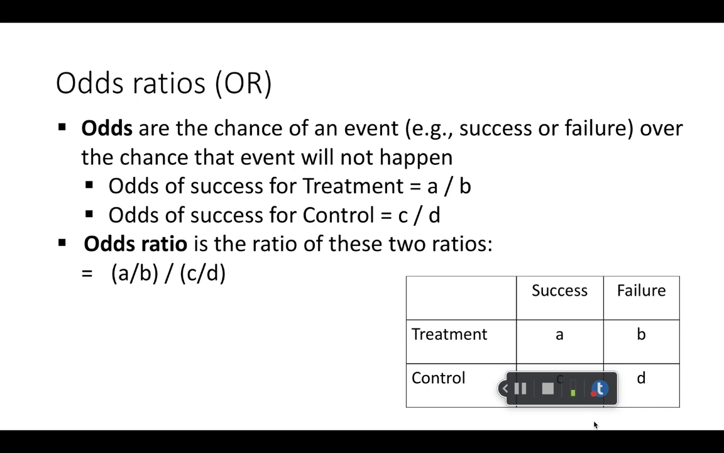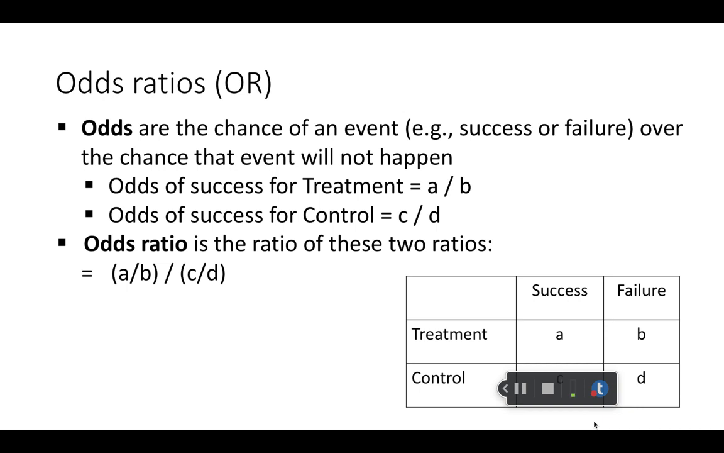Now an odds ratio, or OR, uses odds. Odds are something that are very familiar to gamblers, but may not be intuitively obvious to you. It certainly is not intuitively obvious to me. The odds are the chance of an event. You could focus on success or you could focus on failure, but the chance of an event of your choice over the chance that that event will not happen.